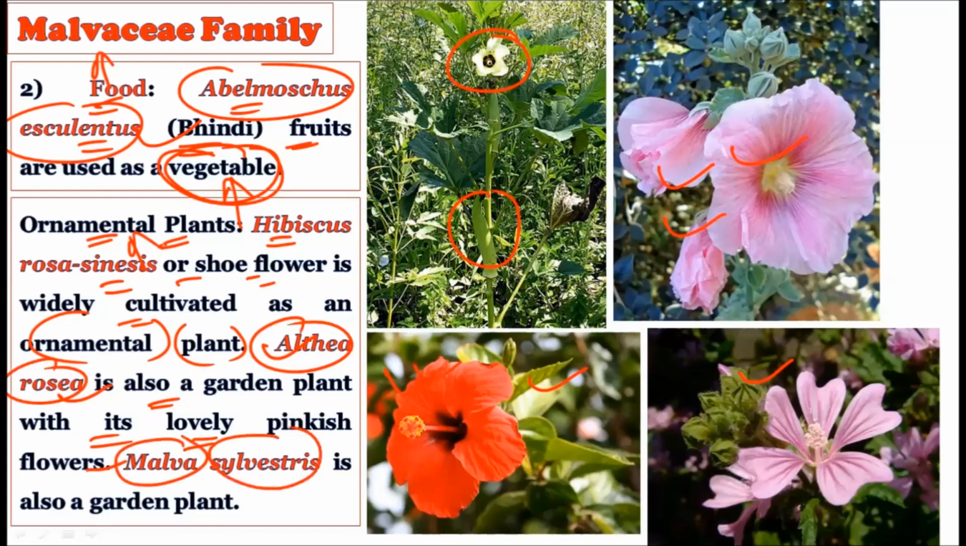Then we have Malva sylvestris, which is also a garden plant. So by looking just at the flowers, you can come to know how they are useful for ornamental purposes. Hibiscus rosa-sinensis, Althaea rosea, Malva sylvestris, all these are examples of the Malvaceae family which can be used for ornamental purposes.